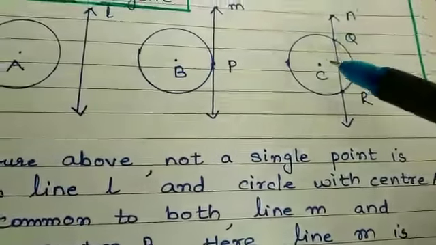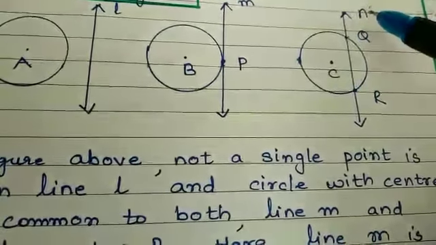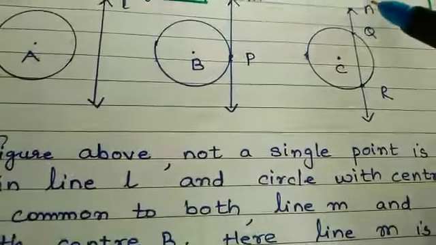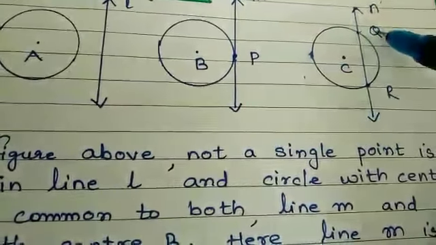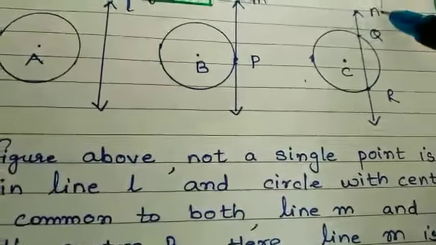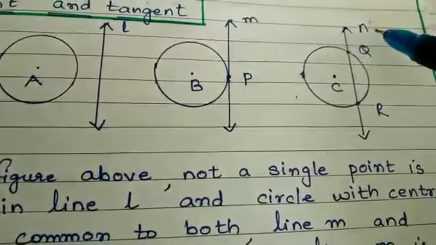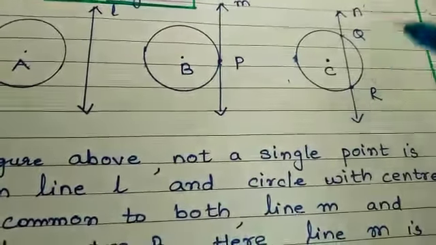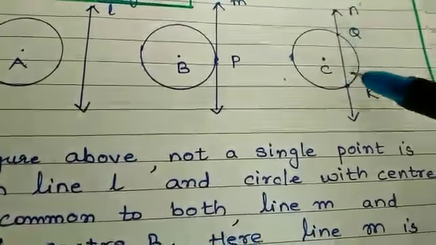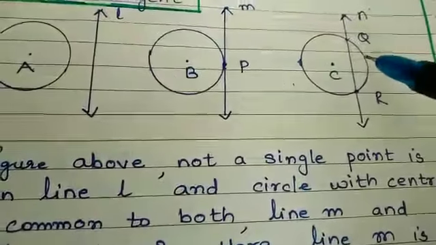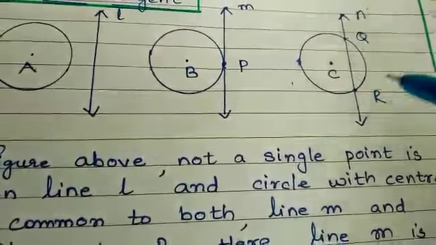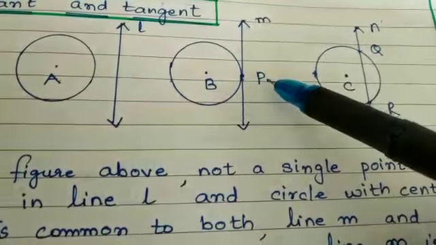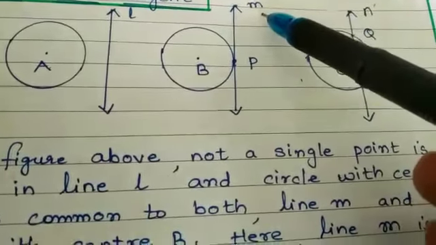In this figure, the circle with center C, the line N intersects the circle in 2 points Q and R. Therefore we can say that line N is a secant. A line which intersects the circle in 2 different points is called a secant. So here line N is the secant, and a line which intersects the circle in 1 point only is called a tangent. So line M is a tangent.